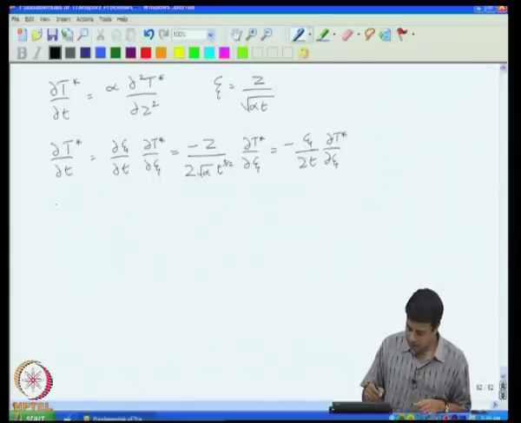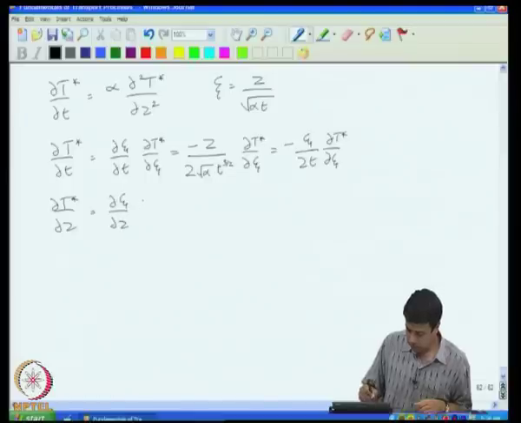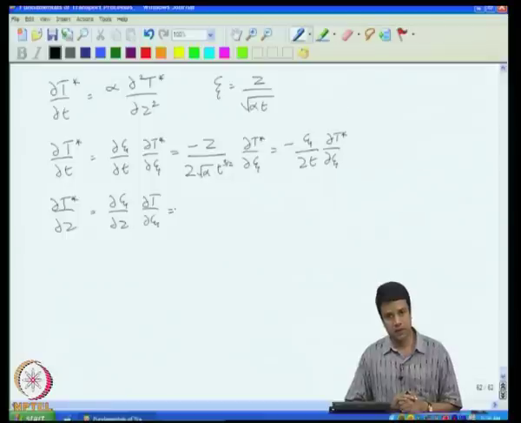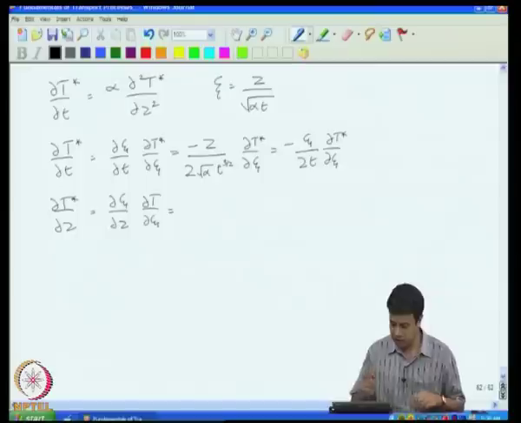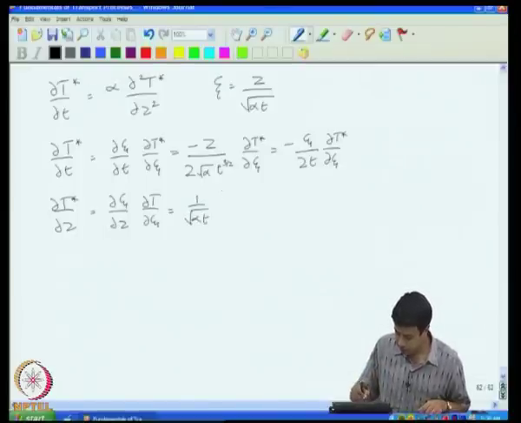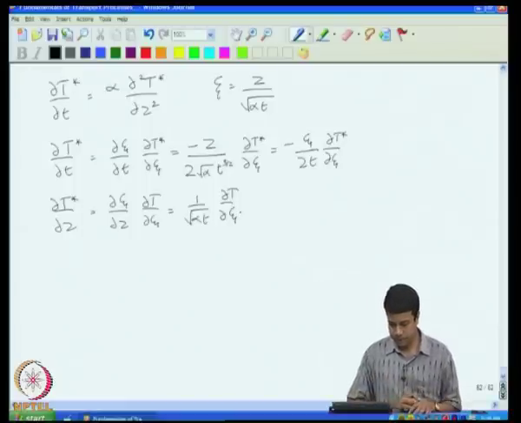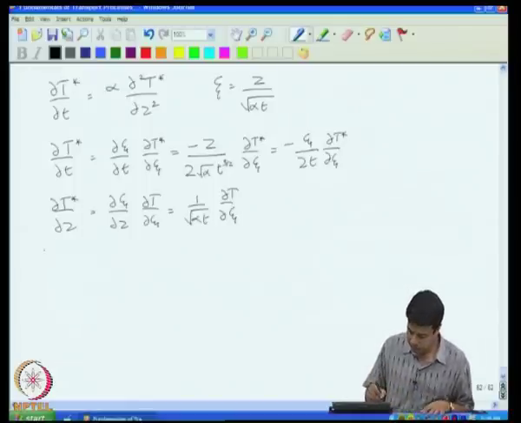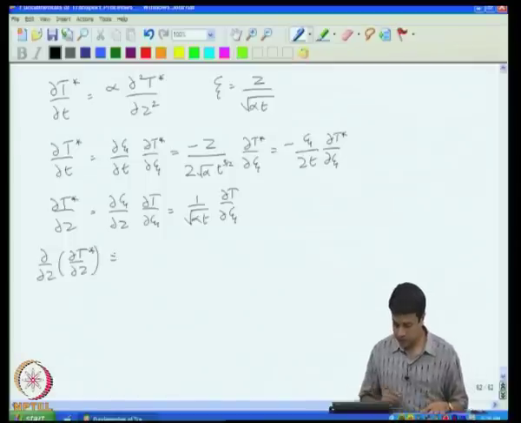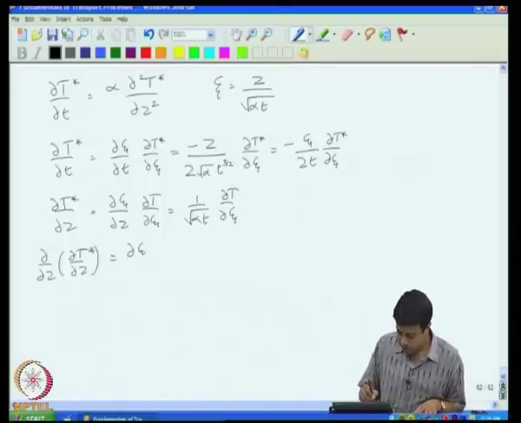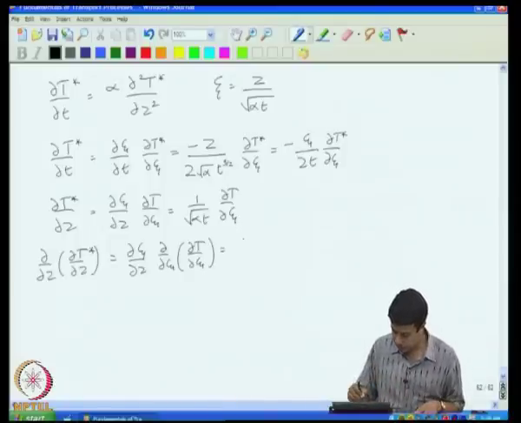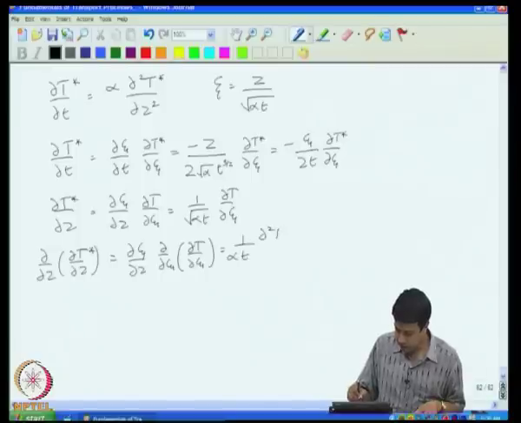On the right hand side, partial T by partial z: first take the derivative with respect to z and then with respect to psi by chain rule. This is 1 over root alpha t partial T by partial psi. The second derivative, partial by partial z of partial T by partial z, is equal to partial psi by partial z, partial by partial psi of that, and this is equal to 1 by alpha t partial square T by partial psi square.